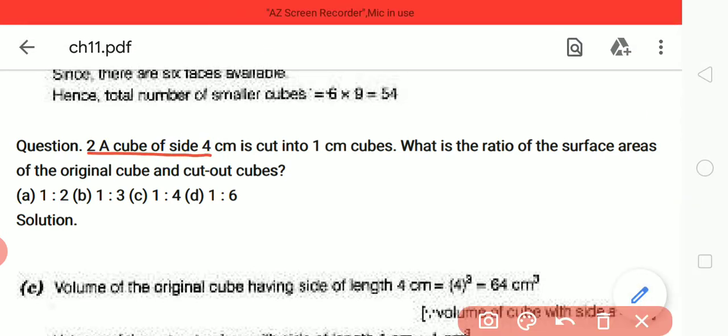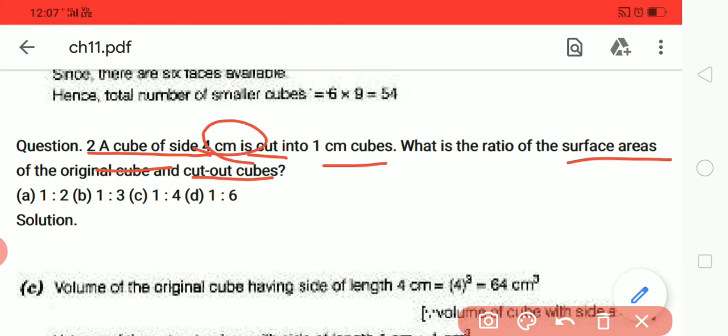A cube of side 4 centimeter is cut into 1 centimeter cubes. What will be the ratio of the surface areas of the original cube and the cutout cubes? So at first we will find the surface area of the original cube of 4 centimeter.